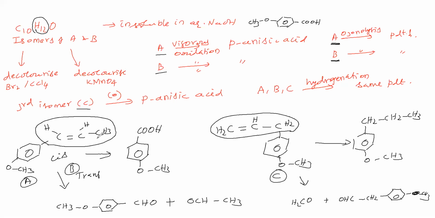Sir. Next, we will go for another subjective question. Now, C11H13OCl has two isomers. What are the two isomers? A and B.